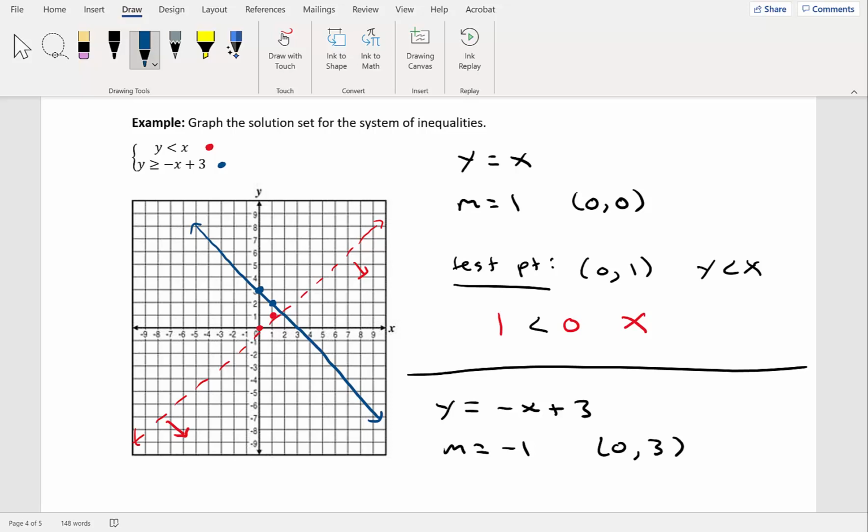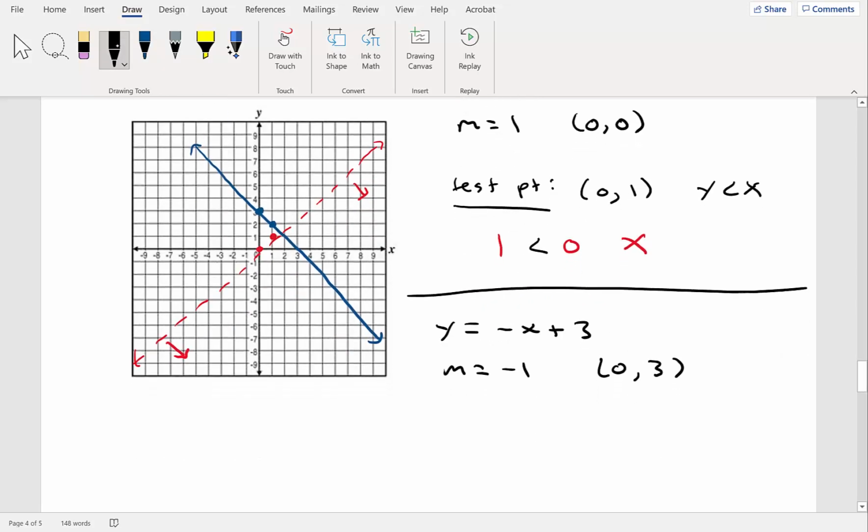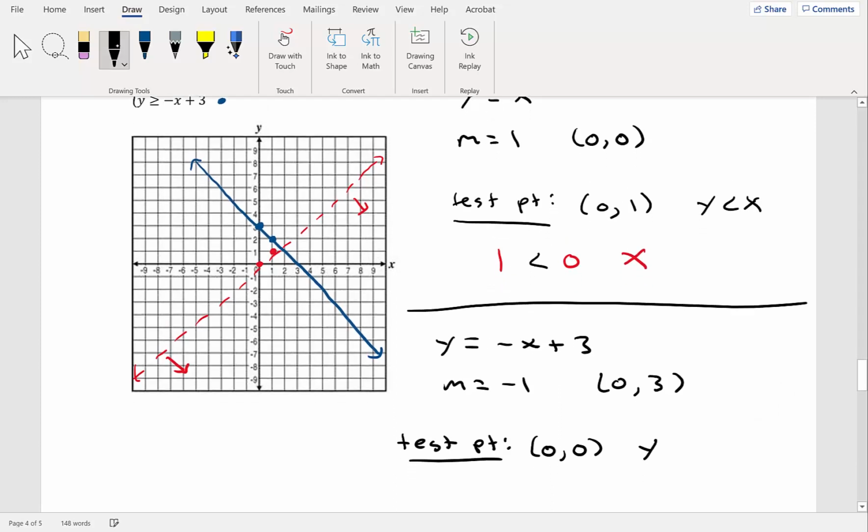And now let's go ahead and pick a test point to see what side to shade in. So we have a test point. Now in this case, since the origin is not on that blue line, I could go ahead and use (0, 0) for my test point. And then I'm going to plug it into our original inequality, which was y is greater than or equal to negative x plus 3. And then we'll see if this gives us a true statement.